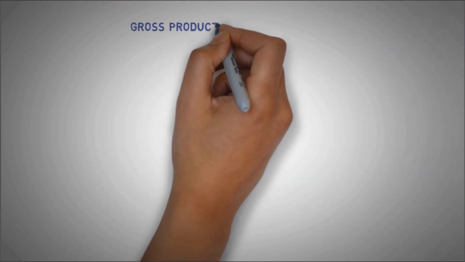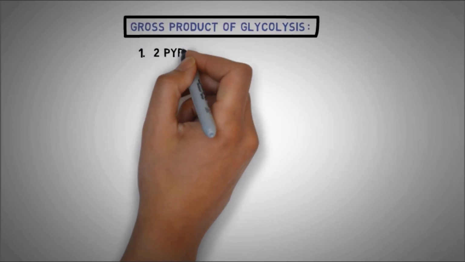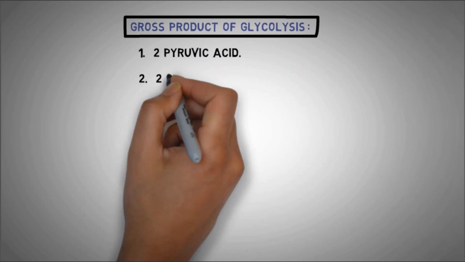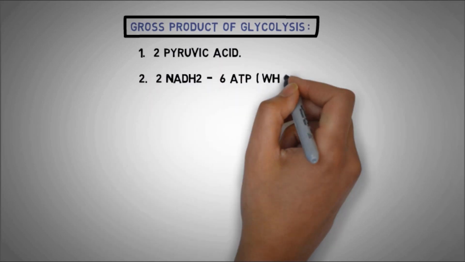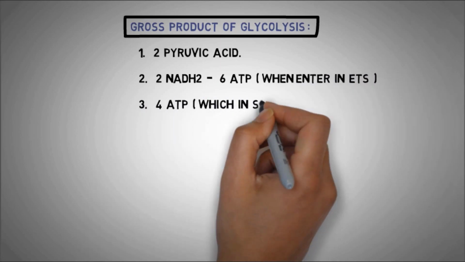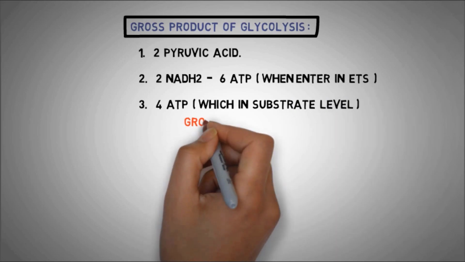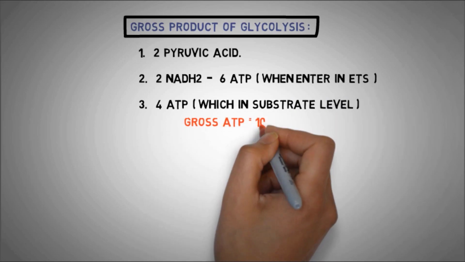Gross product of glycolysis: pyruvic acid, 2 molecules of NADH2, which give 6 ATP when they enter the electron transport chain, for ATP and substrate level. Gross ATP in glycolysis is 10.